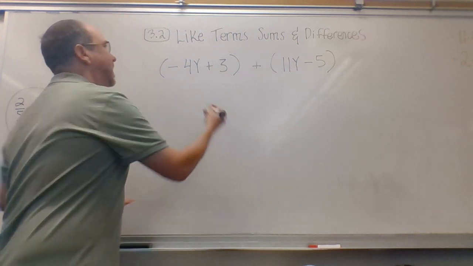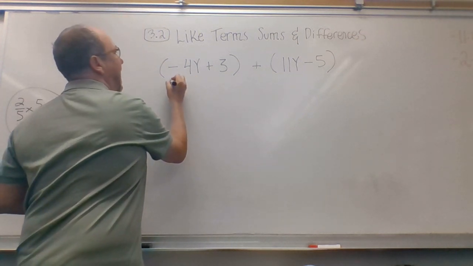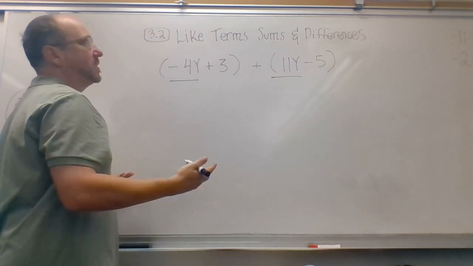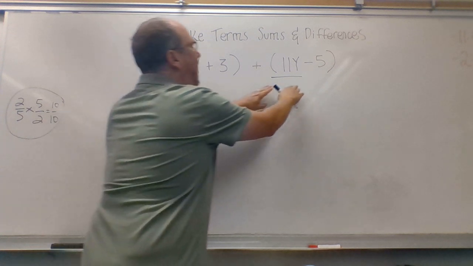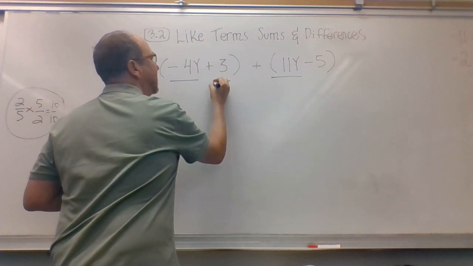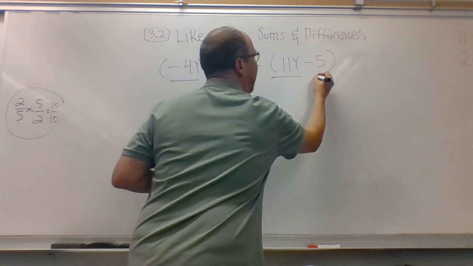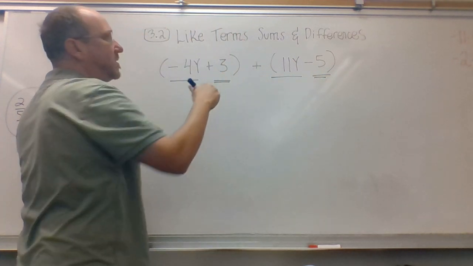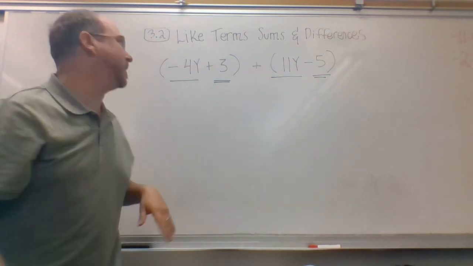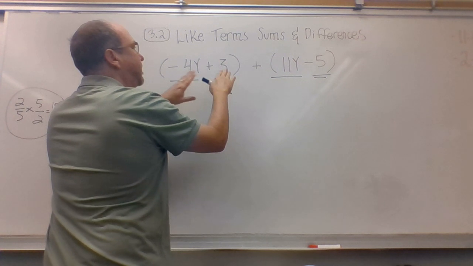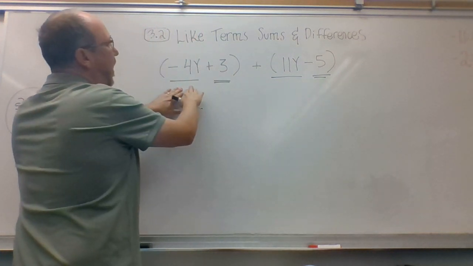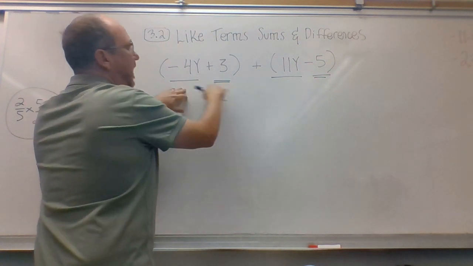This isn't like a math symbol. I'm just underlining my like terms. So I know my negative 4y and my 11y are like terms. They share the same variable. And then we have these constant terms, just 3 and a negative 5. So I'm putting 2 lines. This is just for visual, just to organize it so you don't lose stuff in your brain. So my 3 and my negative 5, I have double underlined, and then my y terms, I have the single underline.